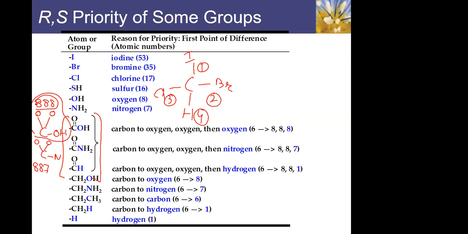Similarly, if you have this group, which has oxygen as 8, and this one where oxygen is 7, so priority will be given to which one? This one, 8. Yes. That is the first thing you do when you see a molecule in the exams: you need to give them priority based on the atomic number.